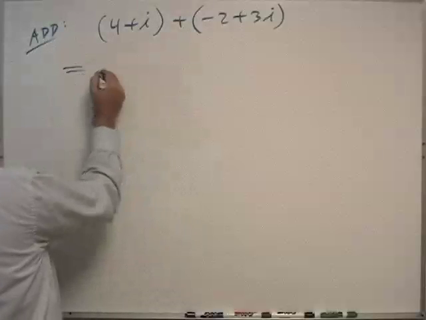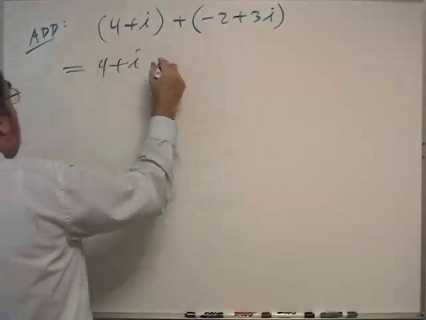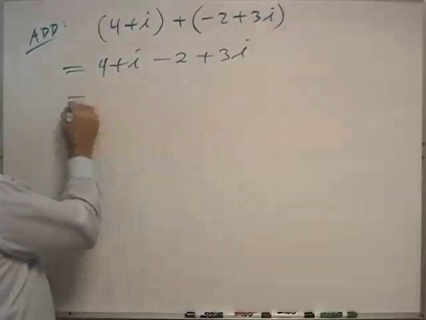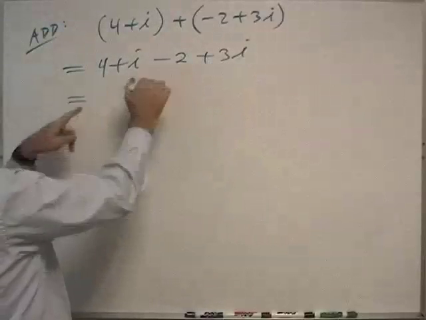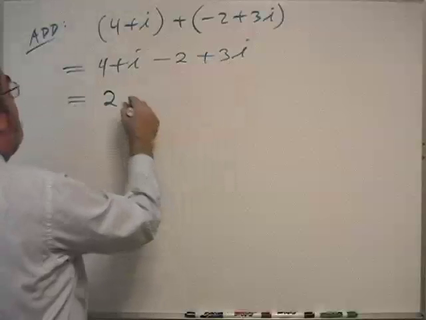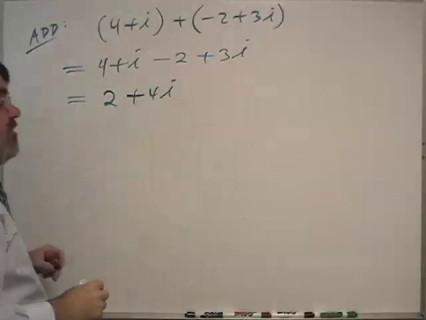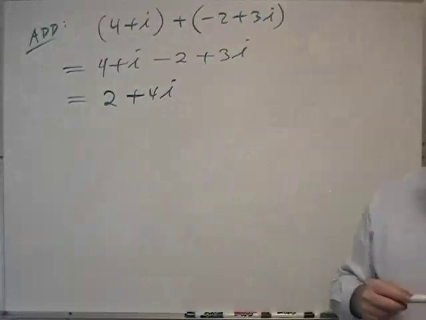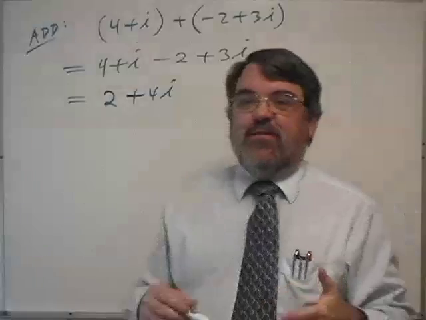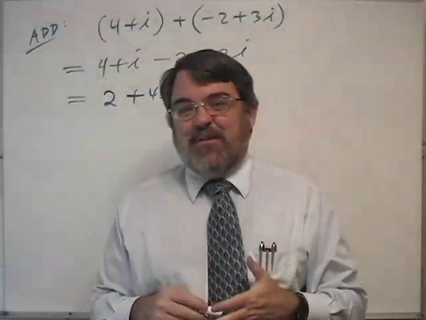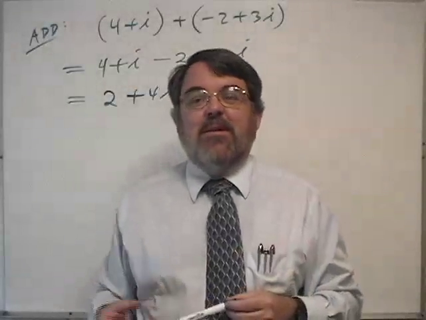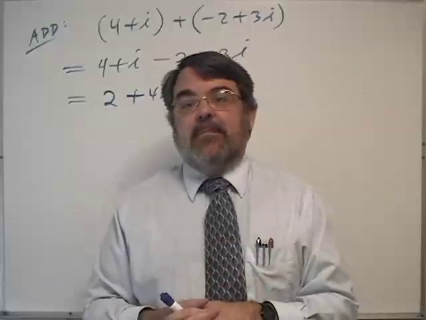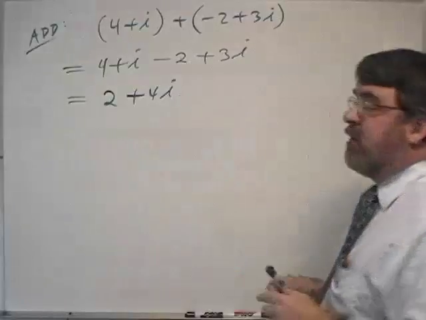So I remove the parentheses. I have 4 plus i minus 2 plus 3i, combine terms, and we get 2 plus 4i. So 2 plus 4i is the sum of those two complex numbers. Alright, as I mentioned, there's a geometric aspect to this which is rather interesting because it mimics the addition of forces in physics. But in any event, here's the algebra of that.